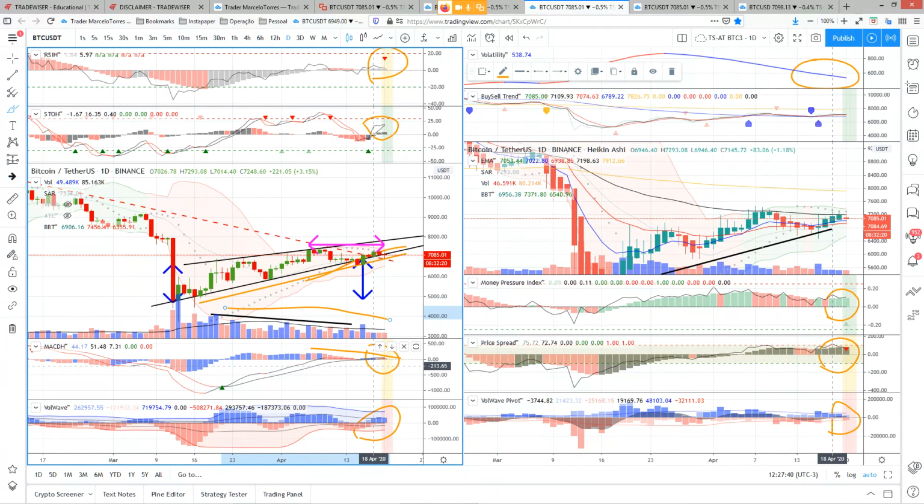Okay, considering that we are at 25 to 30 days from the Bitcoin halving, we might start seeing the market fading. Let's see how that's going to go.